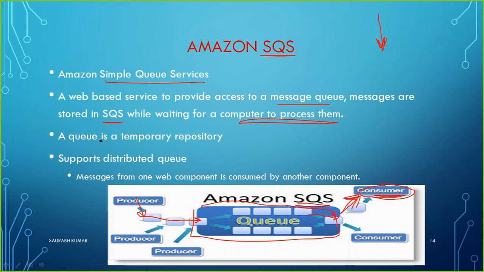Let's get more detail on it. So a queue is a temporary repository and it supports the distributed queue. A message from one web component is consumed by another component. Maybe one service has generated a notification and this notification reaches another service running on AWS. Something like maybe the notification has been generated from a database and this notification is supposed to reach the S3 service.